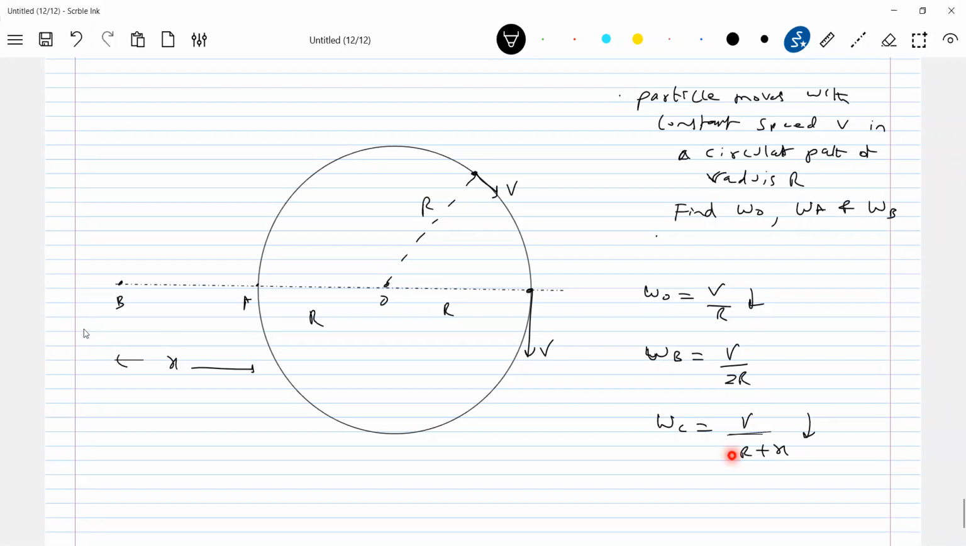Sir, for omega C, could you once show it mathematically? What is the perpendicular distance? 2R plus X. And V is directed perpendicular to the radius vector. That is the definition. Could you once show the perpendicular distance? The X plus 2R. This will be 2R and this is X. So I'll indicate that omega naught like this here. This will be omega naught.